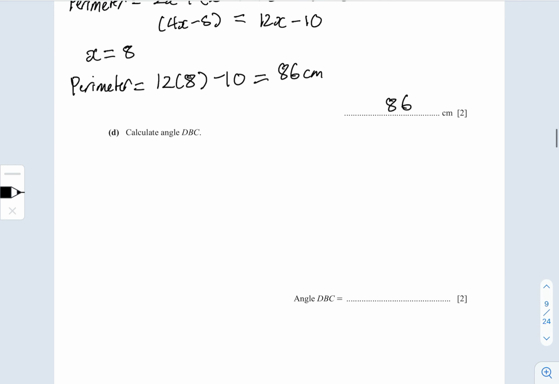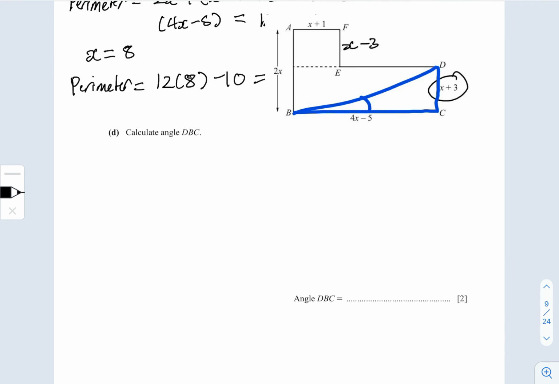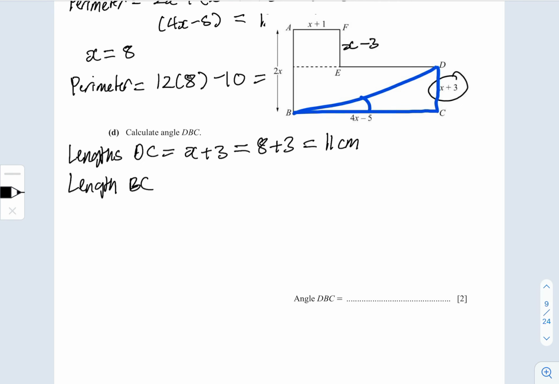Now to calculate angle DBC. With angle DBC, you need to use trigonometry. So you need to work out lengths DC first and BC. Length DC equals x plus 3. But we know x equals 8. So equals 8 plus 3. That will give you 11 cm. Now we have length BC equals 4x minus 5 equals bracket 4 multiplied by x, which is 8, minus 5, that will give you 27 cm.